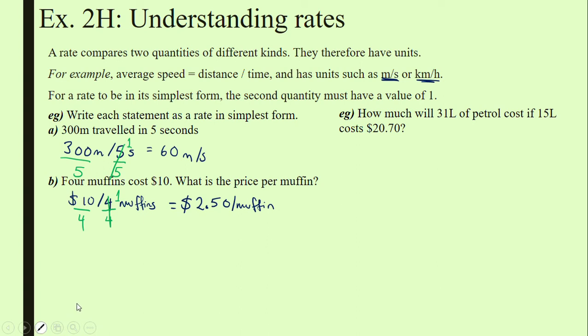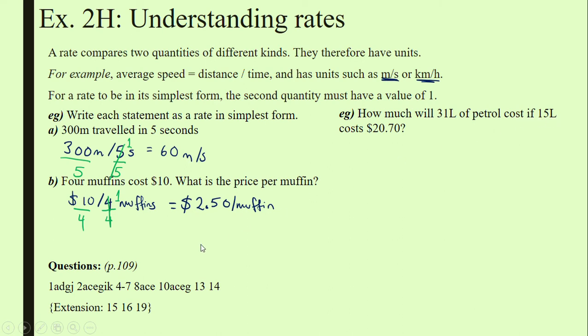One last example. I forgot the word example for a second. How much will 31 litres of petrol cost if 15 litres cost $20.70? So there are a few more steps to this question. Step number 1, we need to write a rate. In this case, we're going to have dollars per litre. So we know that 15 litres cost $20.70. We want our money to go first, so $20.70 per 15 litres. We want to simplify that.